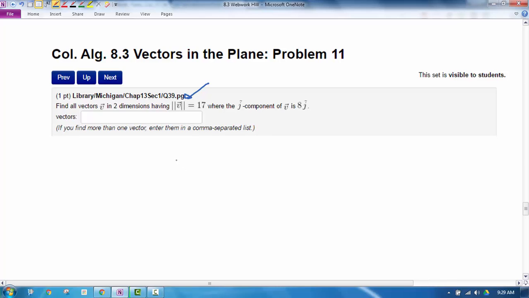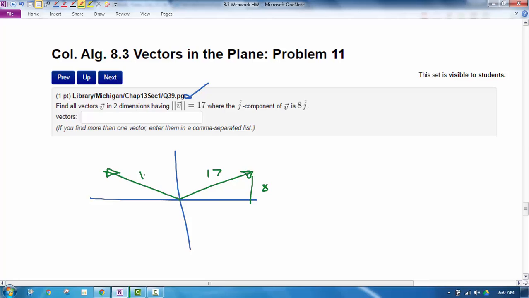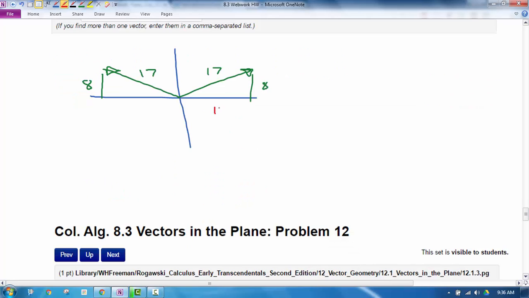So I'm going to draw this vector. I'm going to draw it at the origin because it doesn't matter where we place it. And I'm going to draw it 2 different ways. I can draw it like this, where the hypotenuse is 17 because that's the magnitude. The Y component is 8 because we go up 8J. And then I could draw it like this as well, because that also has the same Y value of 8 and the same magnitude of 17. If you do the Pythagorean theorem here, you get 15. So this would be negative 15.